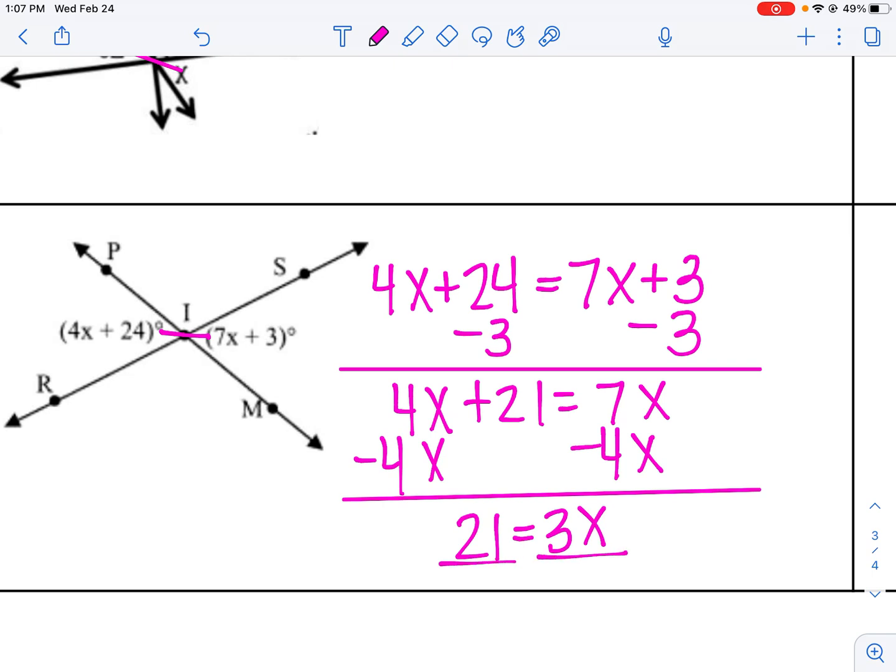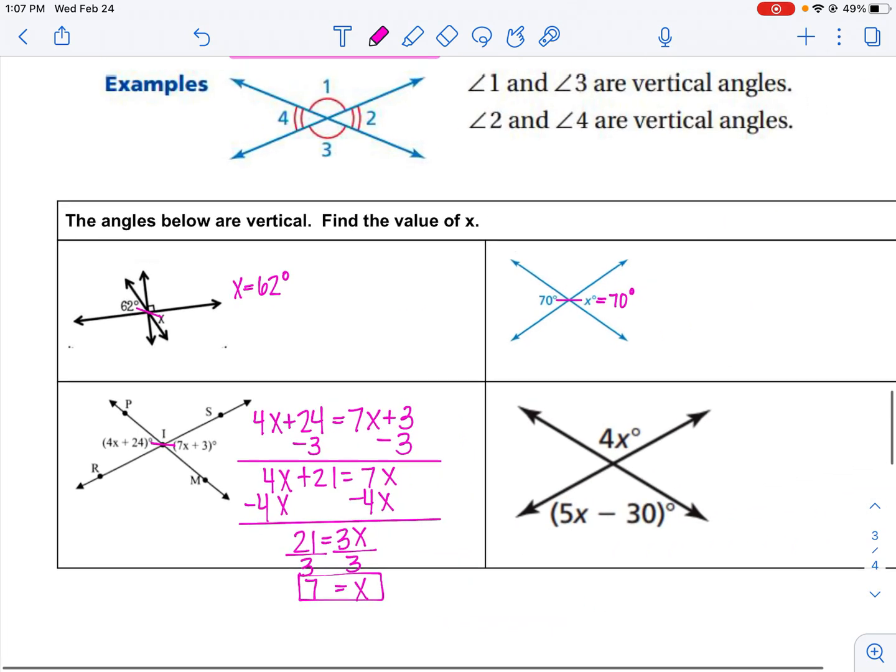Now I'm down to a one-step equation where I can do the inverse of division to get x is equal to 7. Remember, this is just the value. We're finding the value of x. All right, you guys try this last one on your own, and then you can look for the answer in the posted notes.